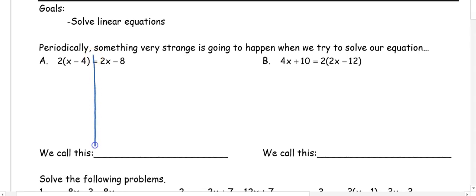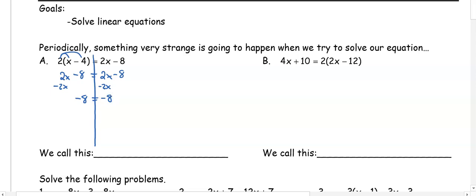So in the first one, we're going to distribute 2 to both items. So we get 2x minus 8 equals 2x minus 8. Now, usually when we move a variable, we're looking to move the smaller variable. But if you notice, 2x and 2x are the same. So because it's positive, I'm going to subtract 2x from both sides. Those cancel out, and we're left with negative 8 equals negative 8.